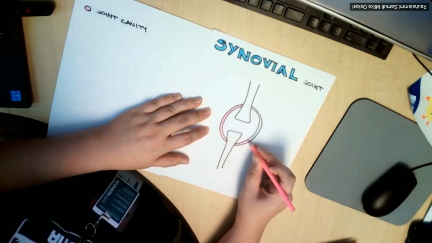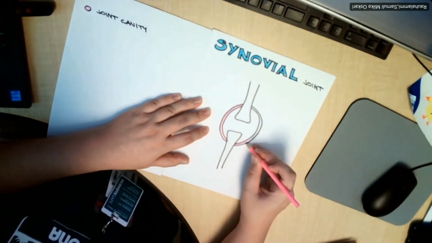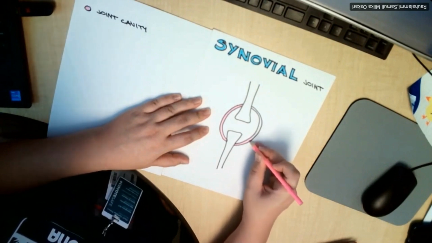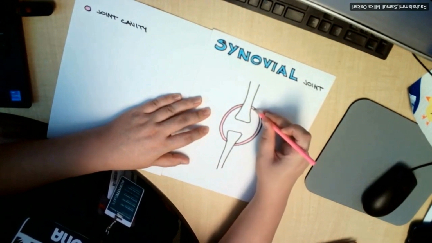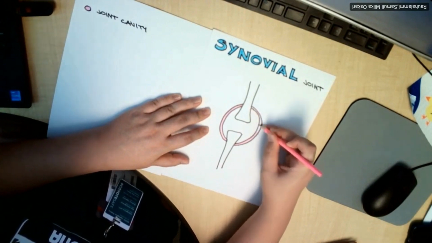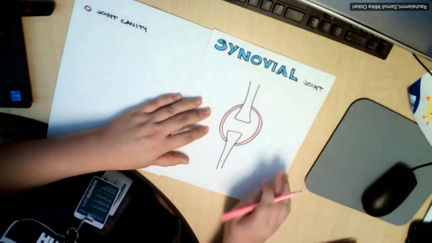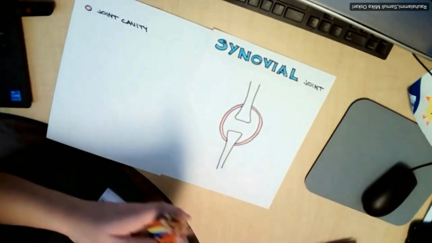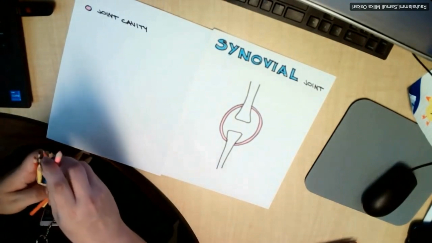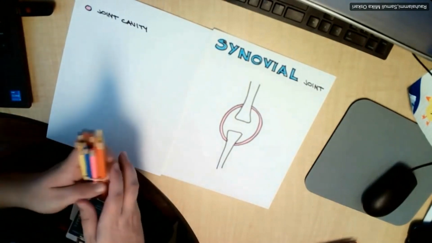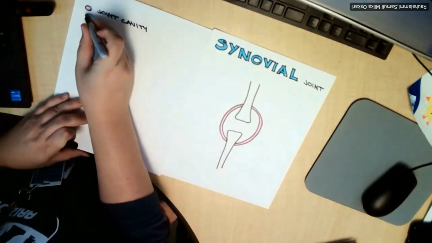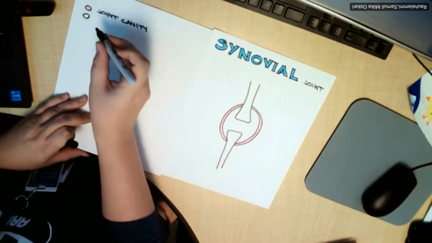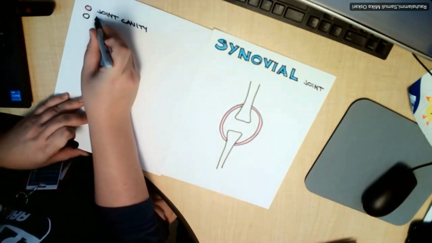So this was our joint cavity, this synovial cavity that forms the actual space of the synovial joint. So we'll see that there's a lot going on in this space for us. Picking up from there, I think that another thing that's going to be really important for us to add to this diagram is going to be our articular cartilage.